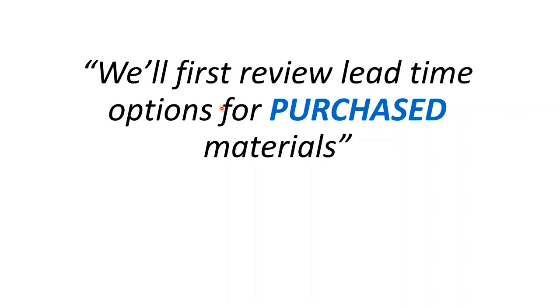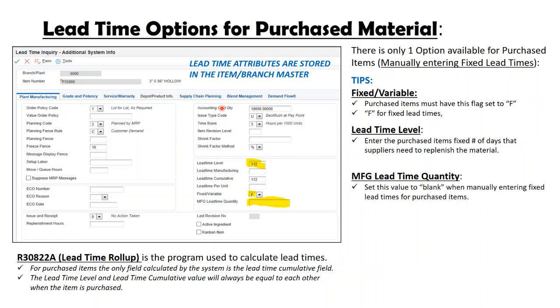We'll first review lead time options for purchased materials. When it comes to lead time options for purchased material, there is only one option available, and that is to manually enter fixed lead times. Here is an example of the item branch master for a purchased item.